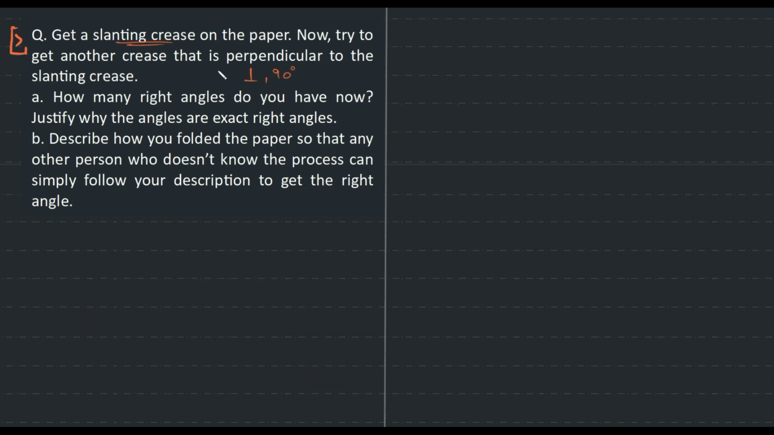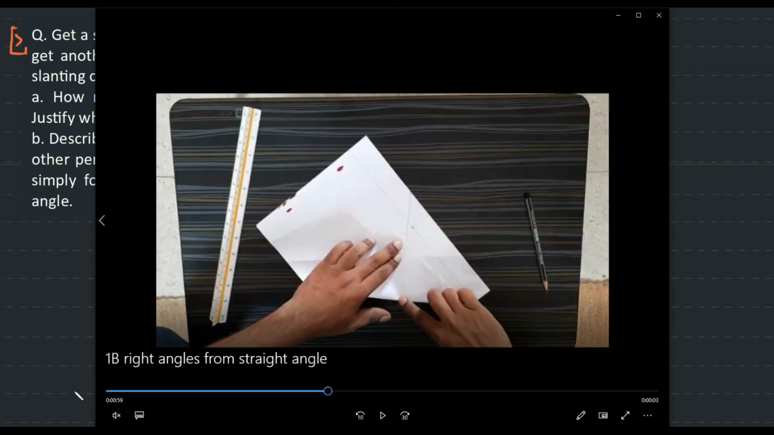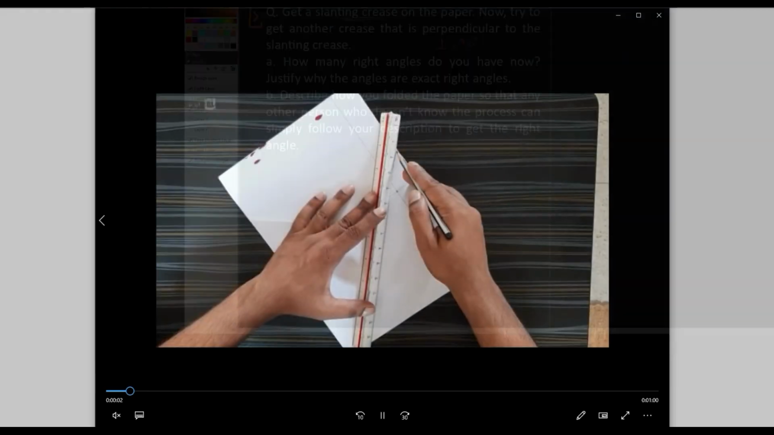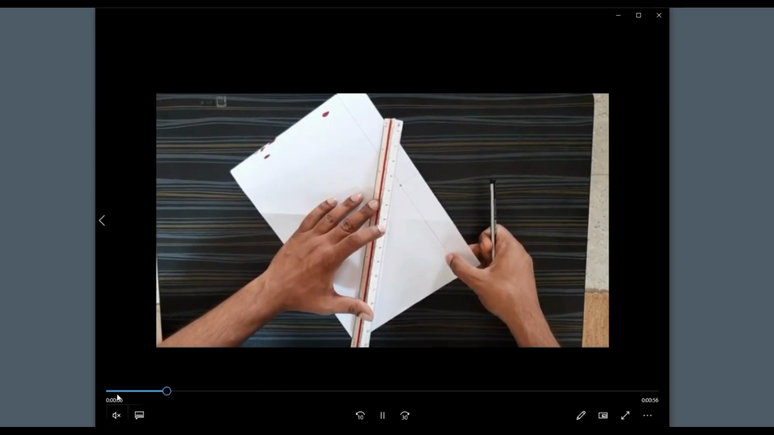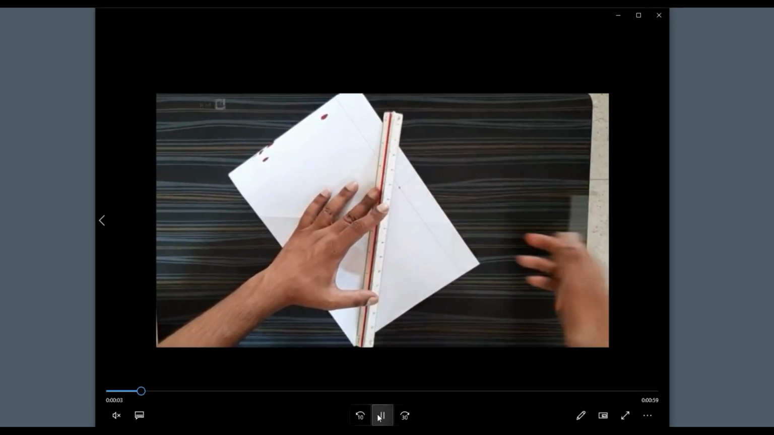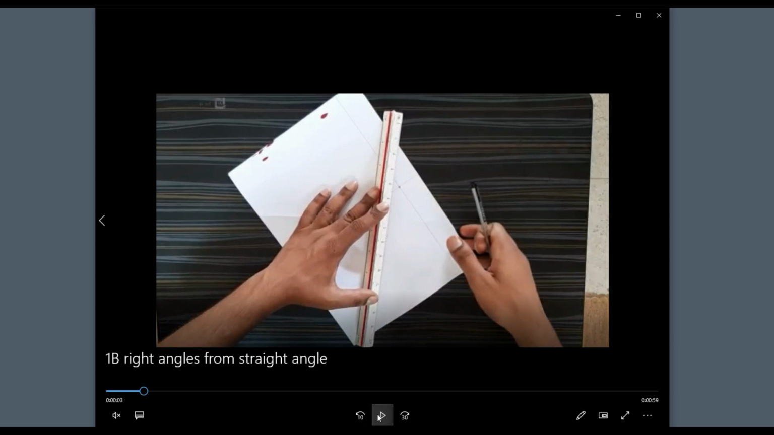Now, we need to do a folding wherein we end up with a perpendicular line to that slanting crease. So let me show what I have done. Okay, let me restart again. Not happy. So as you can see, we have a slanting crease. It is slanted with respect to the edges, right? The edges are basically the lines which are forming the borders. That's another way of looking at it.